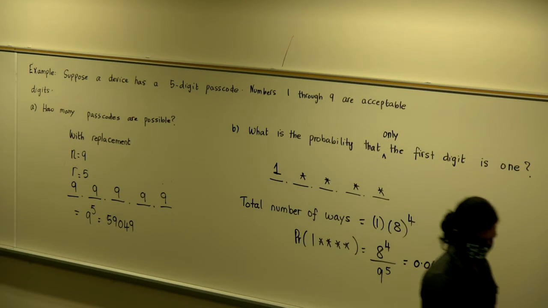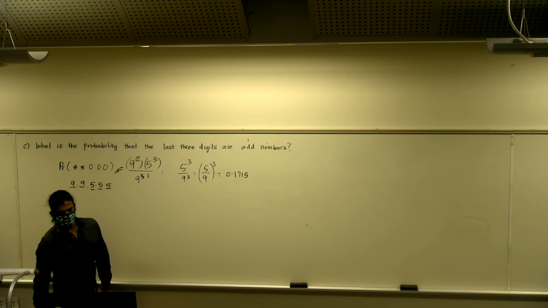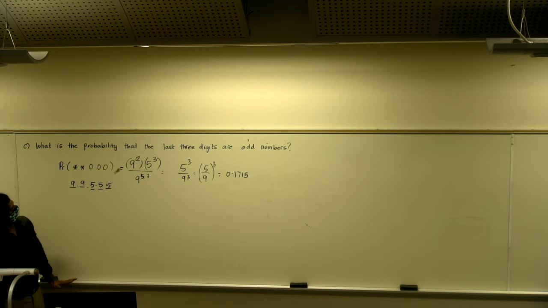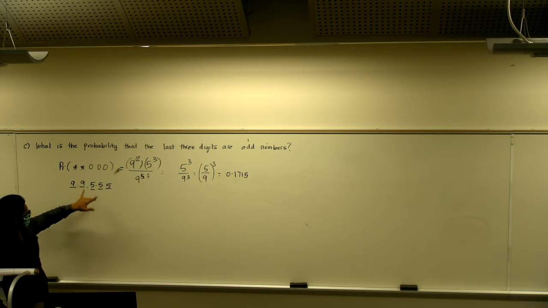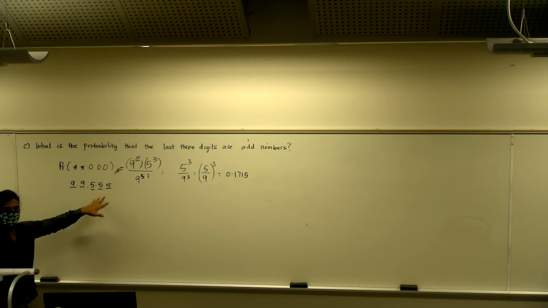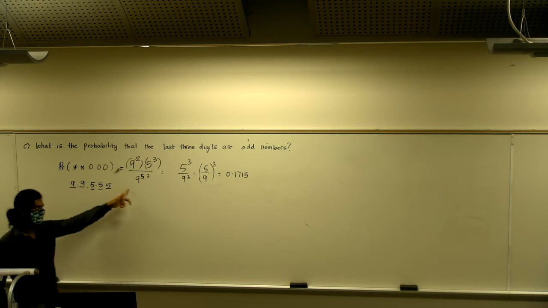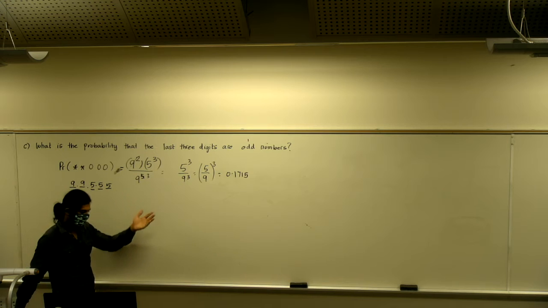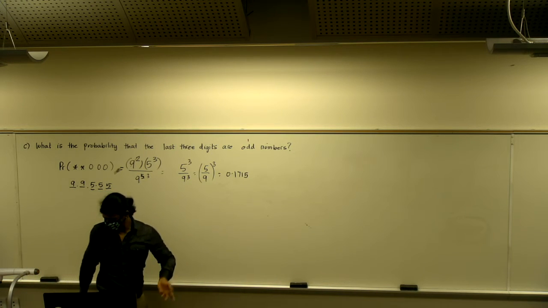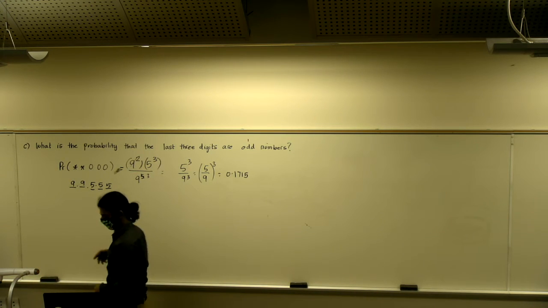Okay, let's see if we can do this. The key here is to recognize that these two could have all 9 possibilities, but the last 3 can only have 5. And we're using n raised to r because we're doing it with replacement and we are trying to find the number of orderings.